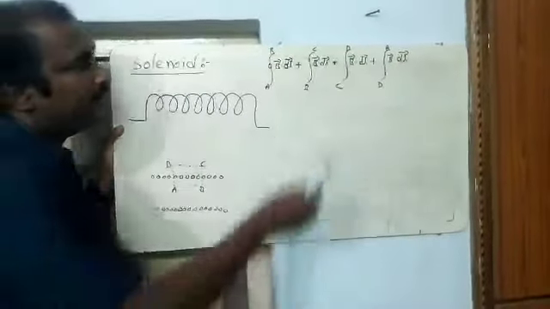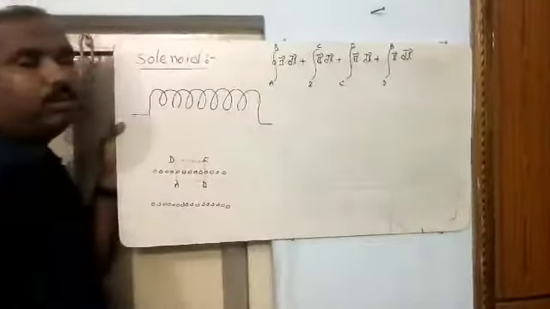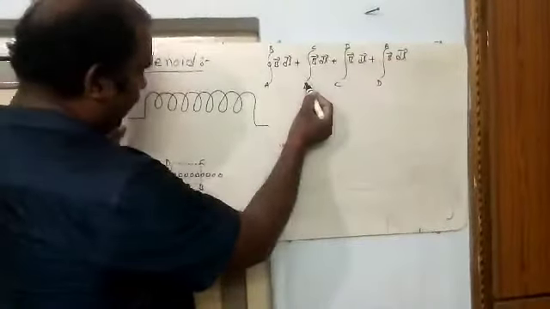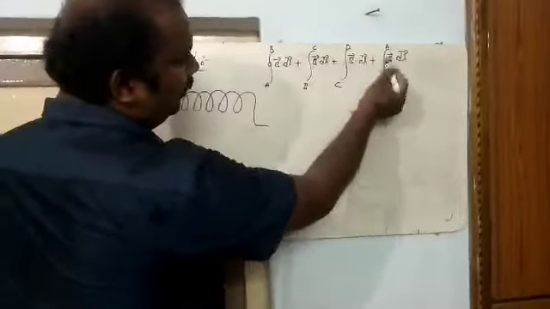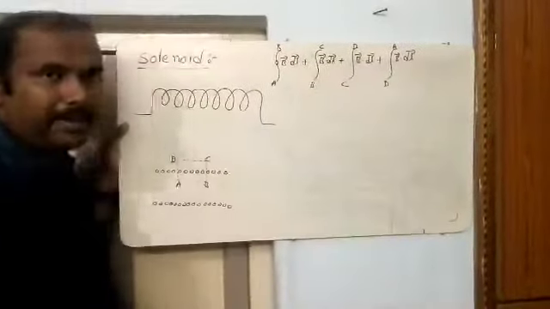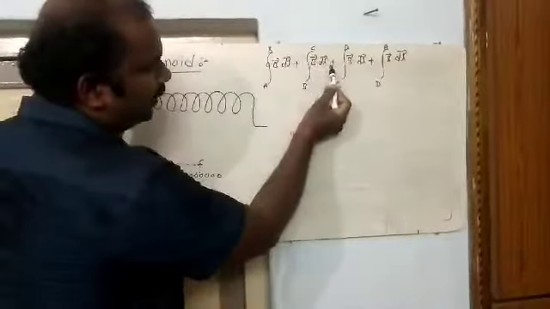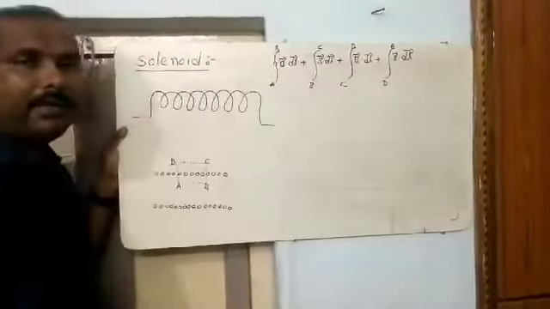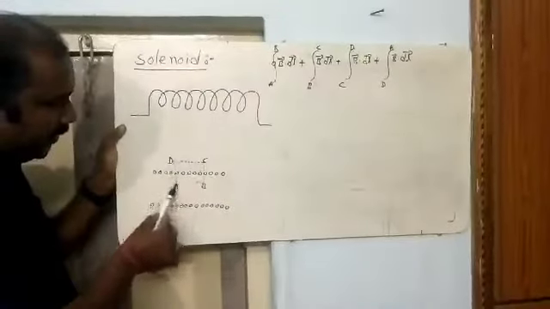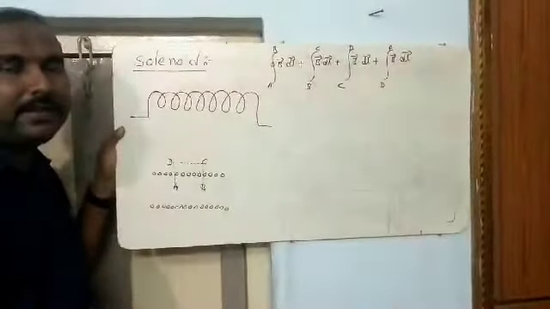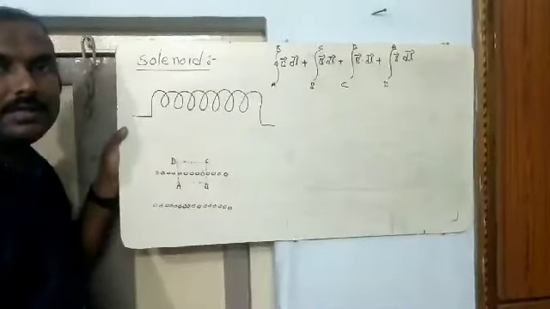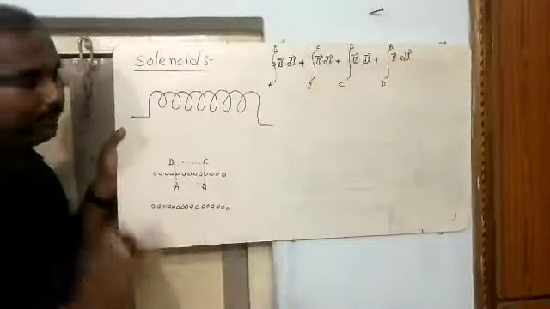In these two cases, the B and dl both are perpendicular. If both are perpendicular, meaning BC element and DA element, both B and dl are perpendicular. Perpendicular means B dl cos theta. Here also B dl cos theta you will get, but cos 90 is nothing but 0. So that is the reason this BC element and DA element both become 0. Why does it become 0? Because here the B and dl elements are perpendicular to each other.